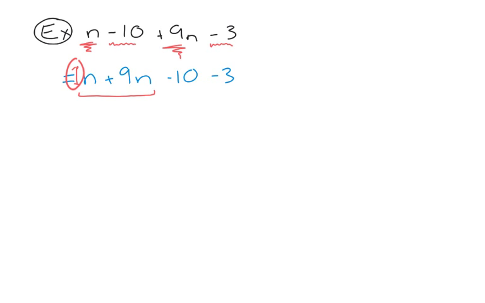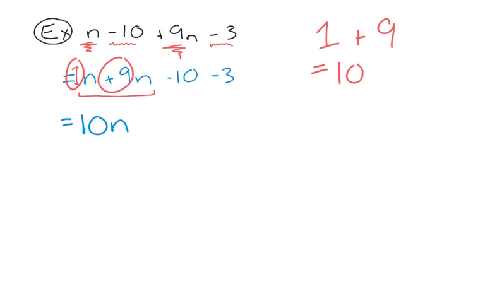The coefficients being +1 and +9. This is pretty simple. +1 plus 9. We don't even need to do a number line for this, or we shouldn't have to, and that is 10. Let's go back to the left and let's simplify this. So we have +10. The variable stays exactly the same, so it remains n.